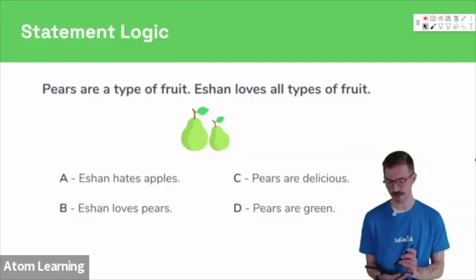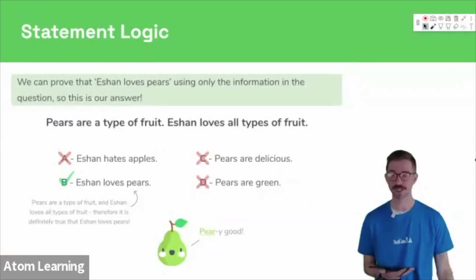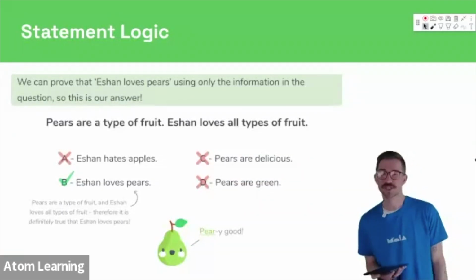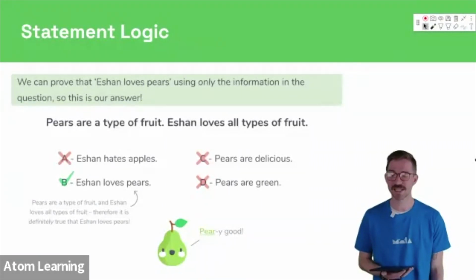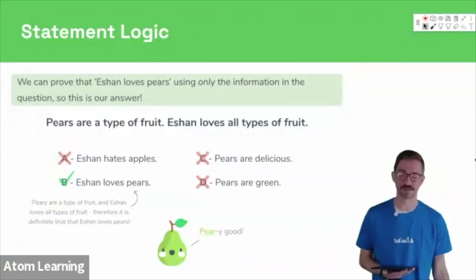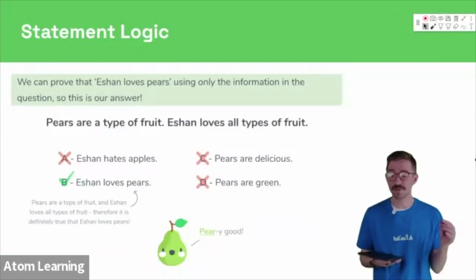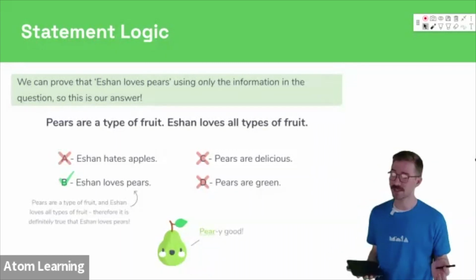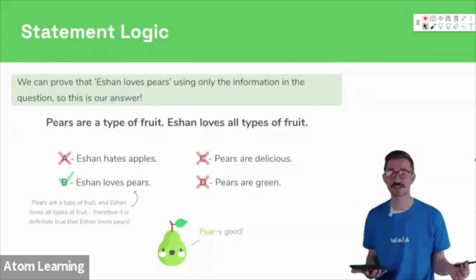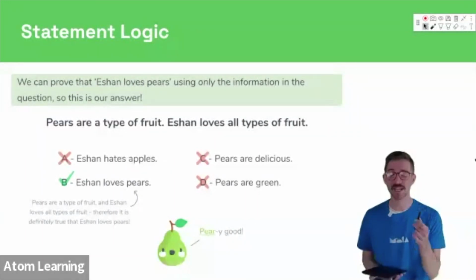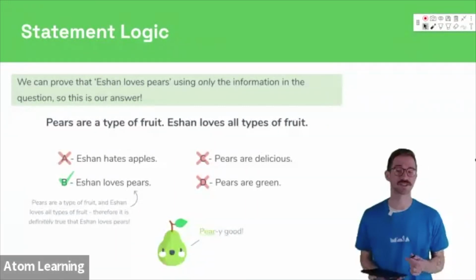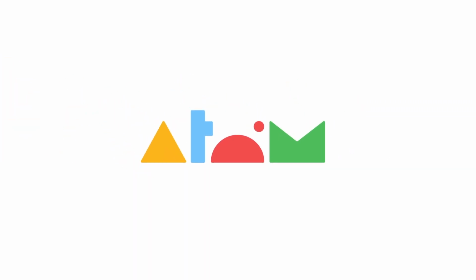What we do know is that pears are a type of fruit, and Ashan loves all types of fruit. Therefore, Ashan must love pears, right? Pears are a type of fruit. Ashan loves them all. It's definitely true that Ashan is going to love them. This is going to be our answer because it is definitely true using the information provided. So you may be asked to use your imagination in other instances. For example, creative writing. We want to be as imaginative as possible. Statement logic, no imagination here. Use the information in front of you to come up with the correct answer that we're looking for there.